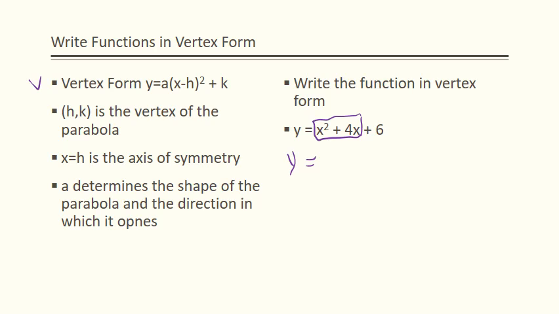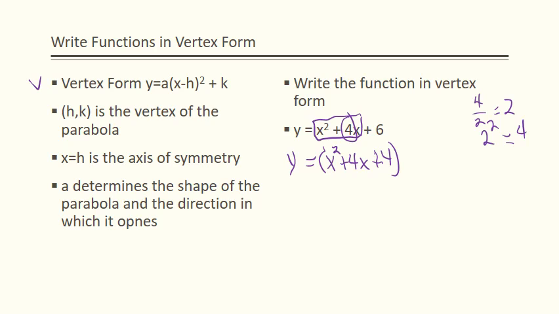Now remember, to complete the square, I'm going to take this linear coefficient, divide it by 2, and then square that. So 4 divided by 2 equals 2, and then 2 squared equals 4. So now I'm going to have x squared plus 4x plus 4, and that's a perfect square: (x plus 2) squared.